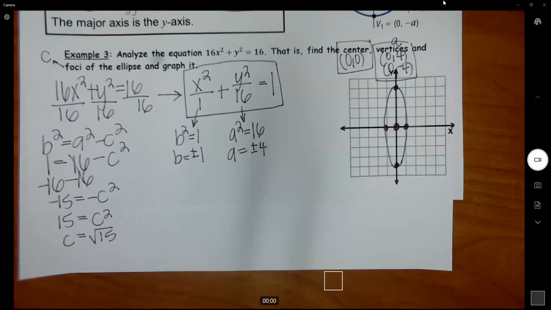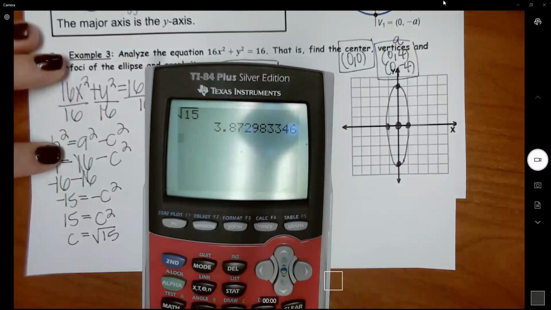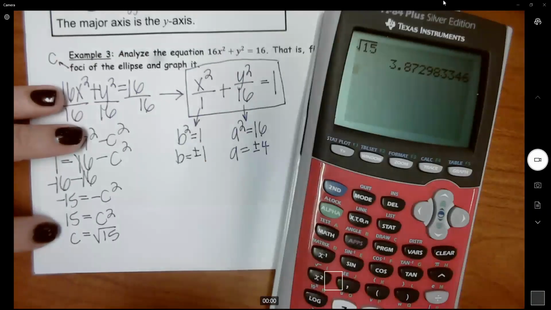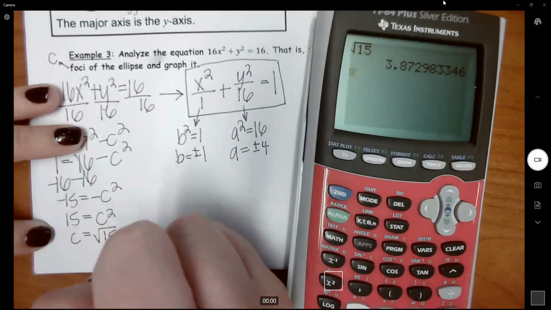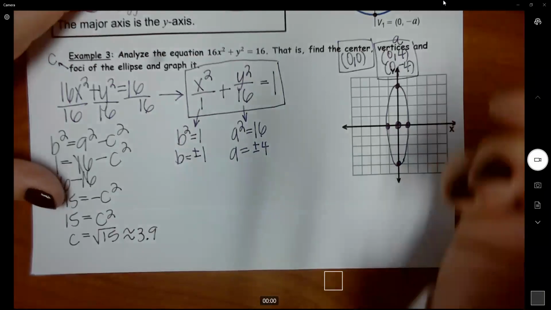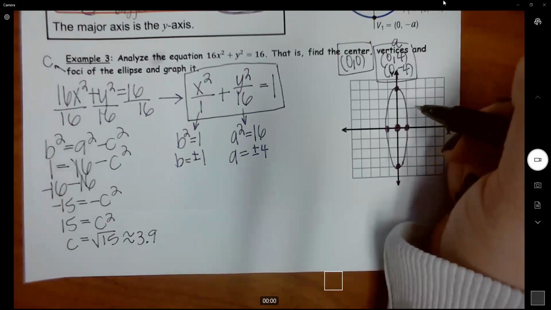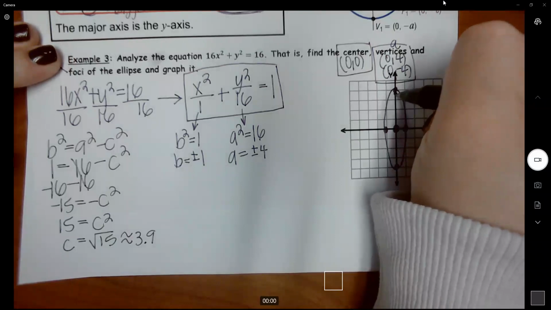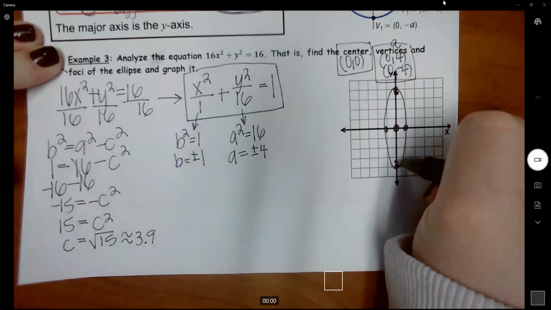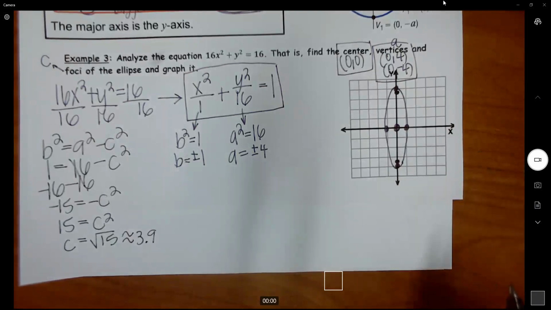But to graph my foci, I do need a decimal equivalent. So that's about 3.9. So my foci is going to be really, really close to my vertice. Okay, probably going to be even closer to that because that looks like negative and positive 3.5, but you know, I already made my dots big.